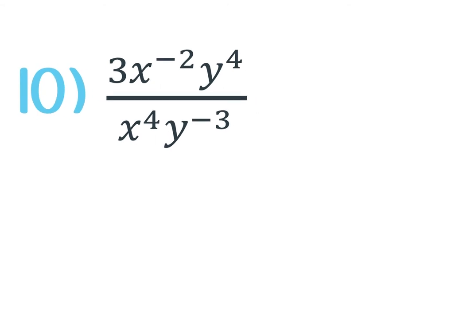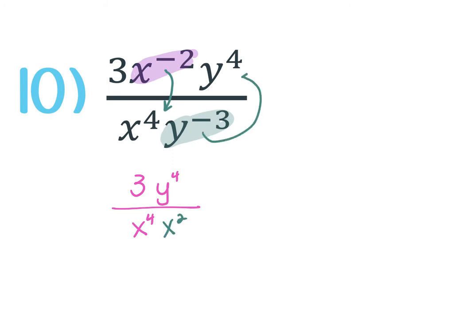Ten. There's only one coefficient, so the 3 is going to stay where it is. The x has a negative 2, that's going to move. And the y in the bottom has a negative 3, that's going to move. So the first thing I do is rewrite it without the negatives. So the 3 is going to stay. The y to the fourth stays in the top. The x to the fourth stays in the bottom. Now the x to the negative 2 is going to join the denominator. And the y to the negative 3 is going to bump up to the numerator.